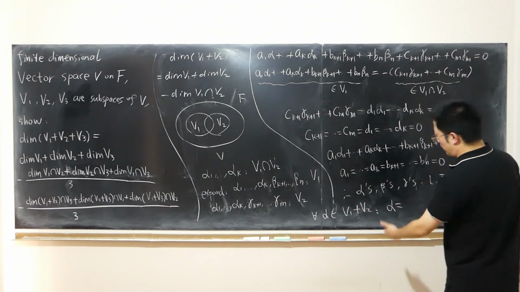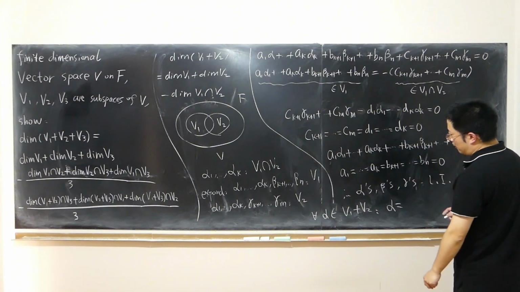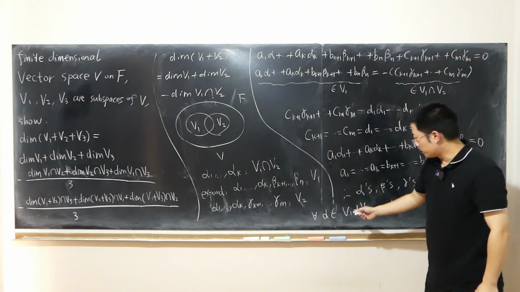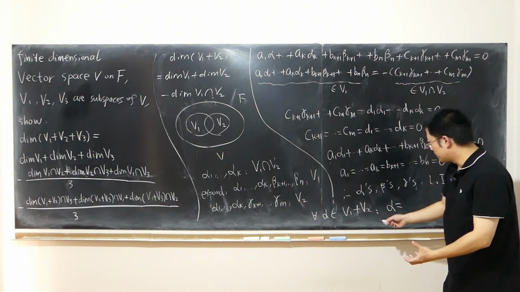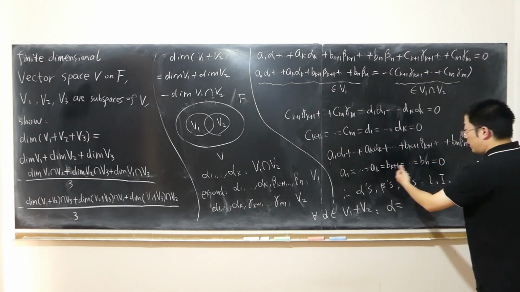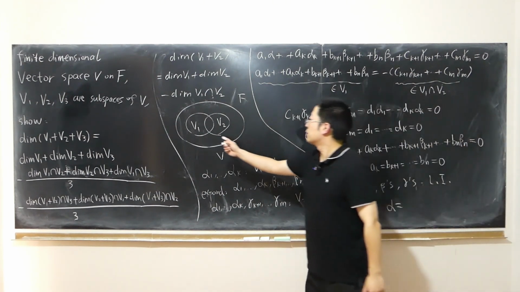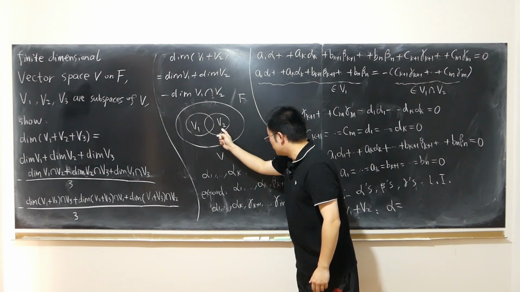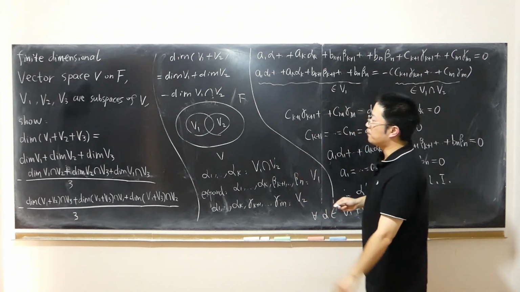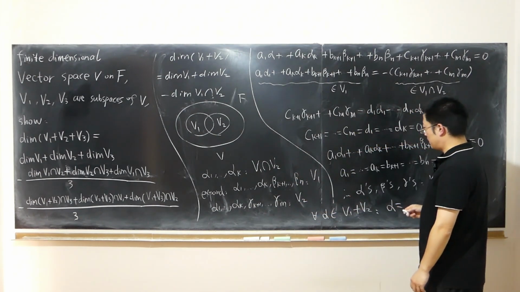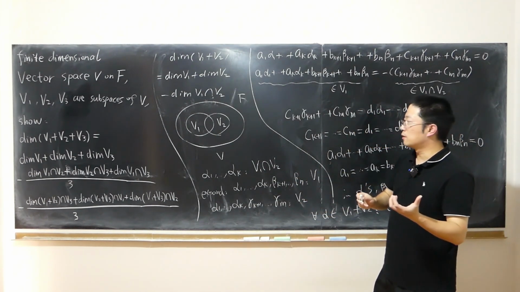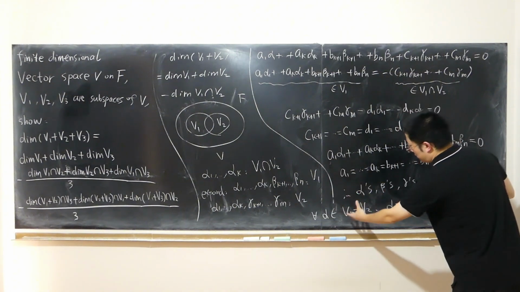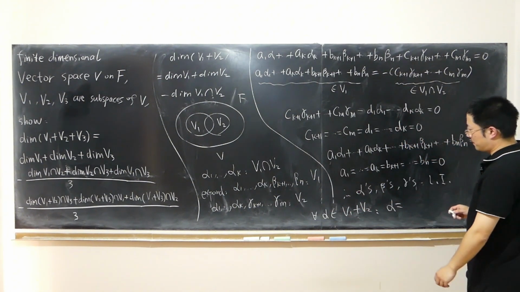what's the meaning of V1 plus V2? V1 plus V2 is a set. That set is made of what? You take any element from V1 and take any other element from V2. You add them up. All the possible combinations. Put them in a set. That's the meaning of V1 plus V2.